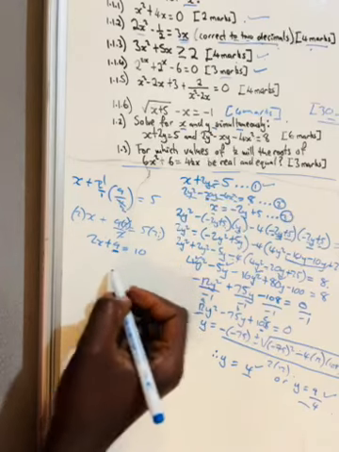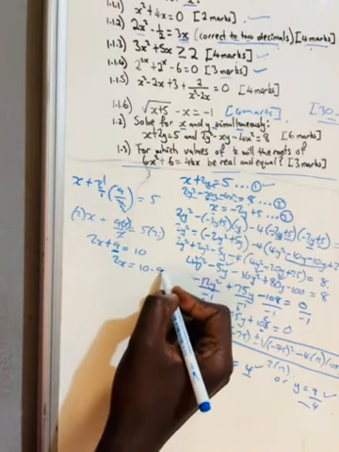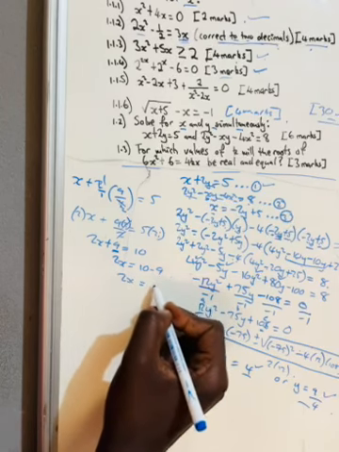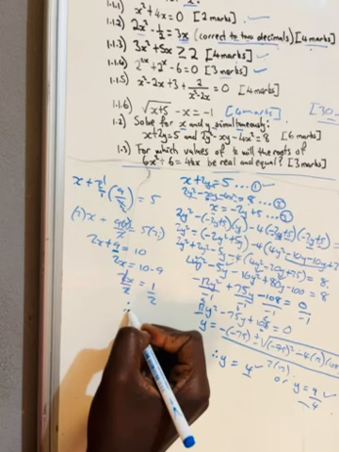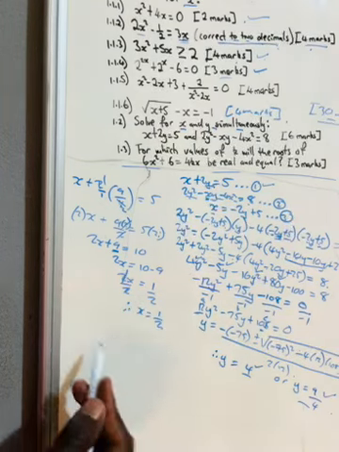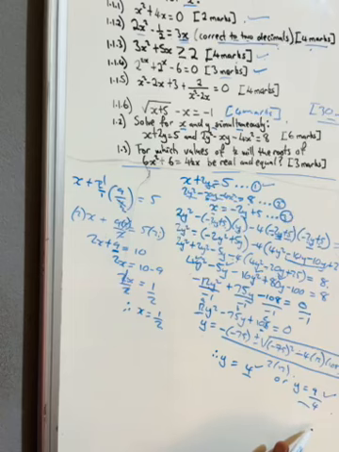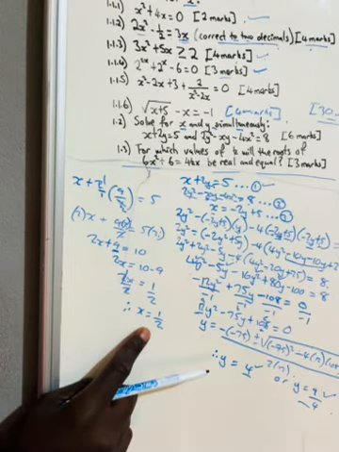I now transpose this 9, it now reads as follows: 2x equals 10 minus 9. 2x equals 1, divided by 2, divided by 2. So I say, therefore, my x is equal to a half. So when my y is 9 over 4, the x is 1 over 2.